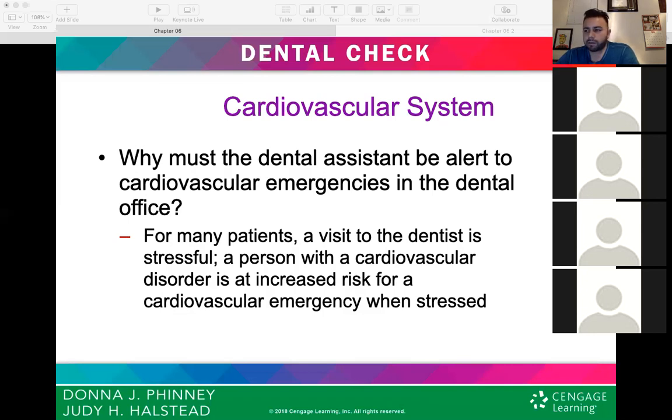And if we find that their heart or their blood pressure is already high, any additional stress can cause them to have a cardiovascular emergency, which is not what we want in the dental office.